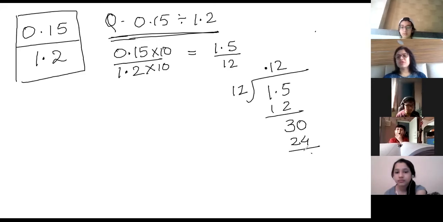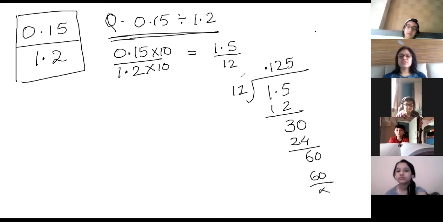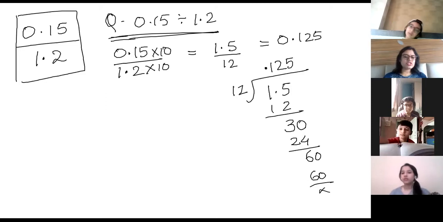So 12, now 12 twos are 24. So 30 minus 24 is 6. Again 0, and then 12 fives are 60. So your answer is 0.125. Is it clear, everyone?